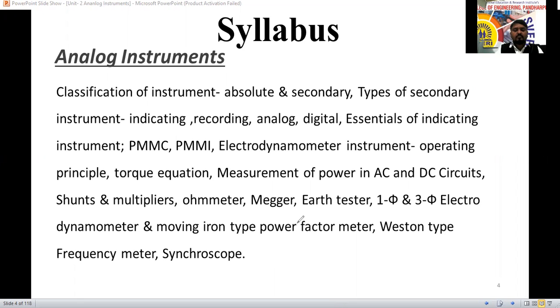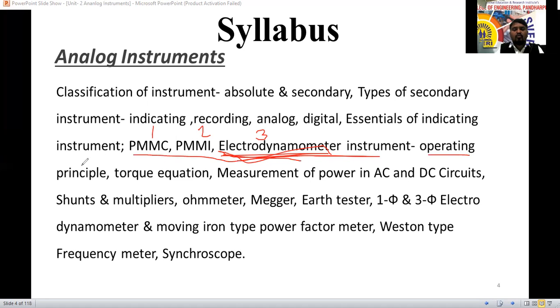Next one is EMMC, the electrodynamometer. This is instrument 1, 2, 3. These three are the main instruments we are going to study in this chapter. Majority of this chapter is these three only. We are going to study PMMC, PMMI and the electrodynamometer, all three instruments.